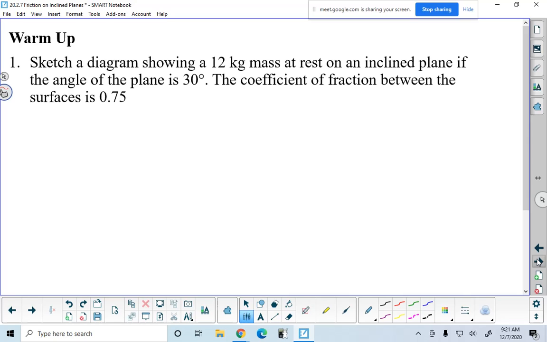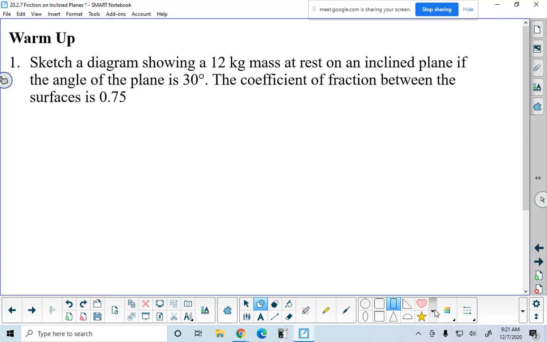The warm-up says we want to sketch a diagram showing a 12 kilogram mass at rest on an inclined plane when the angle of the plane is 30 degrees. And whenever we see the angle given like that, it means 30 degrees to the horizontal. So you're going to take a second here. If you have a ruler, that's even better, but you don't have to have a ruler.